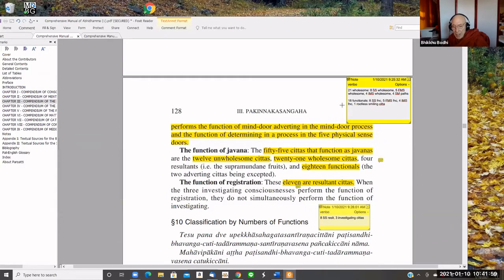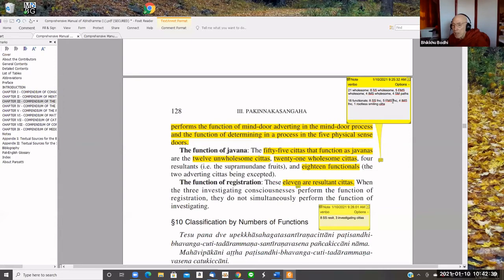Then there are 18 functional cittas that occur in this role. These are the 8 sense-sphere functionals. Those are the ordinary cittas of an arhat when he goes about his everyday activities. So they're just nothing special, just like brushing the teeth, going for a walk, resting in bed, whatever. So just sense-sphere cittas, similar to the wholesome cittas, but they don't create karma. And so that's called functional.